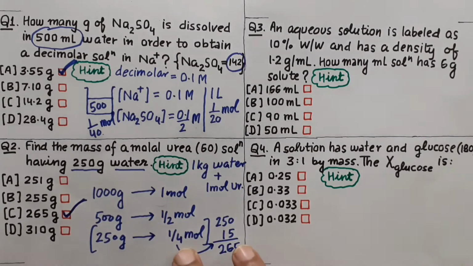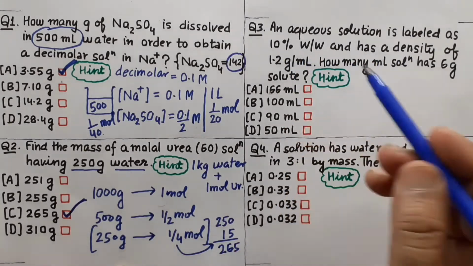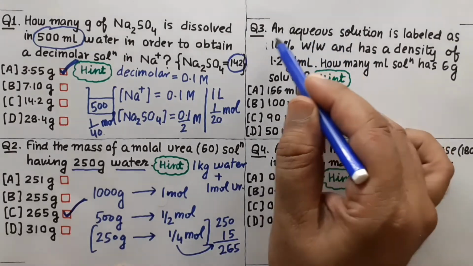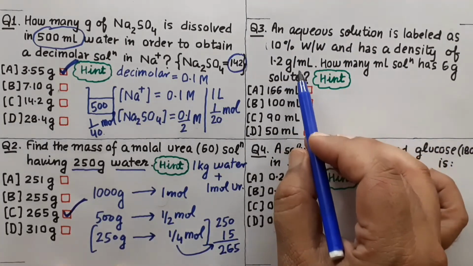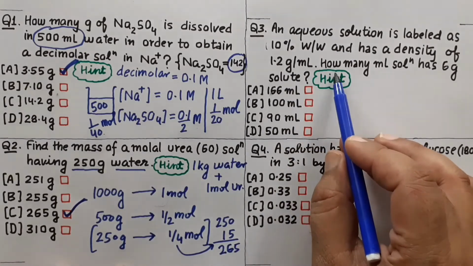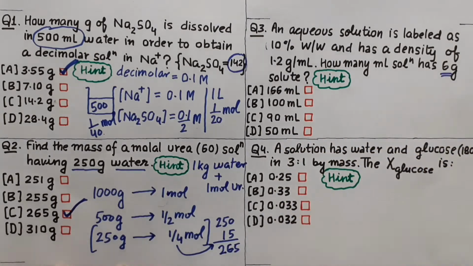Amazing. अब तीसरा क्वेश्चन ट्राई करेंगे. एक aqua solution है which is labeled 10% W by W is the label for this and it has a density of 1.2 gram per ml. Question is asking how many milliliter solution has 6 gram solute.